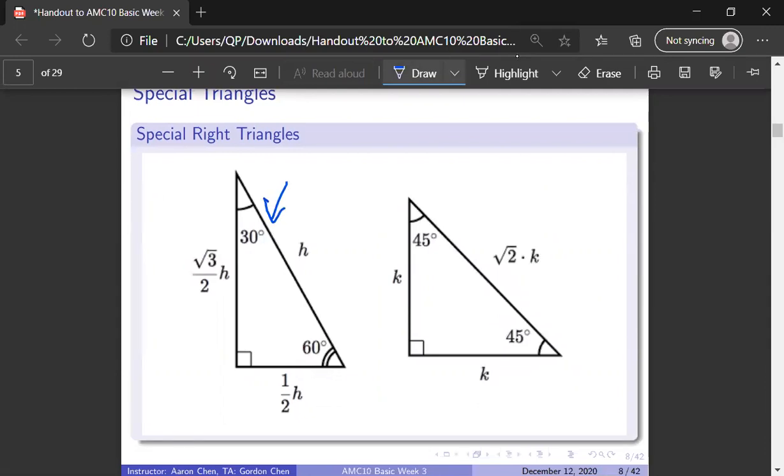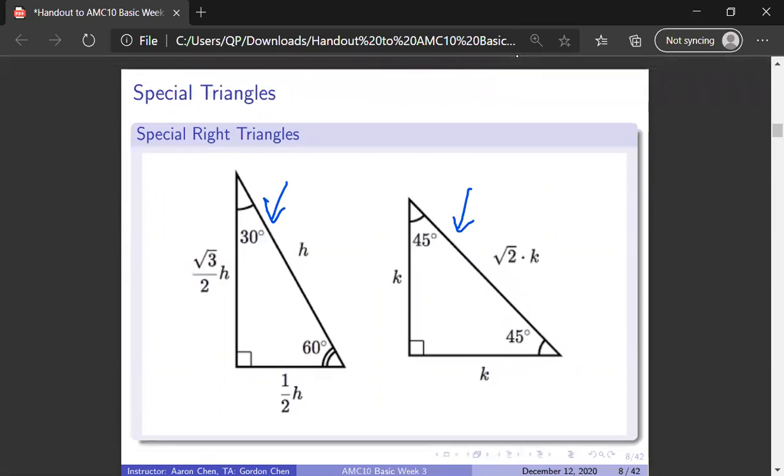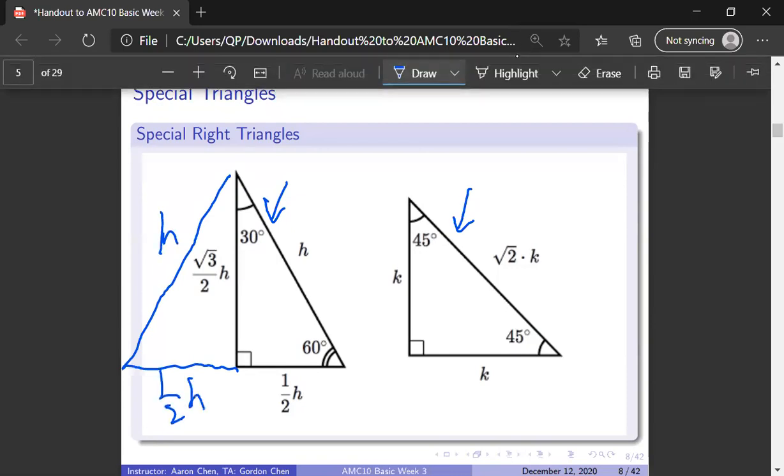These two are two examples of special right triangles. And you probably should memorize these or at least know where these come from. The one on the left is known as the 30, 60, 90 right triangle for pretty obvious reasons. One way you can remember this is that it's half of an isosceles triangle, like this.